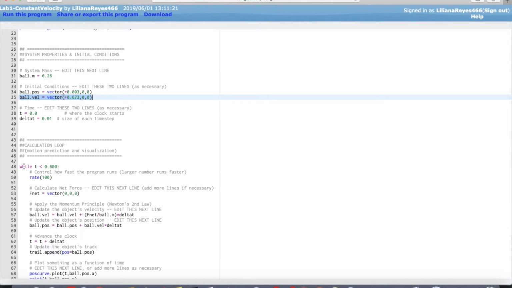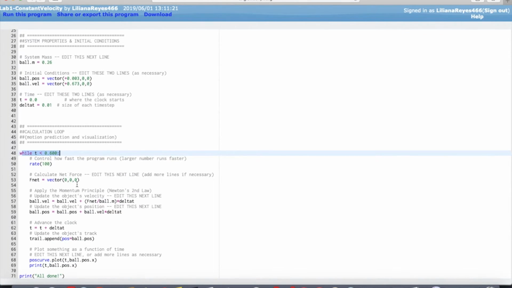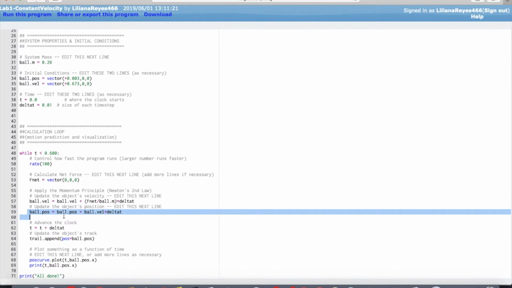Next, in our code, we are looking at our while loop, which will run for the duration of the video, which is 0.6 seconds. Next, we set our fnet vector equal to 0. And next, we apply the momentum principle to our code. We have our initial ball velocity, and we keep updating that throughout the duration of the while loop. We do fnet over the mass of the ball, which is ball.m, times delta t.